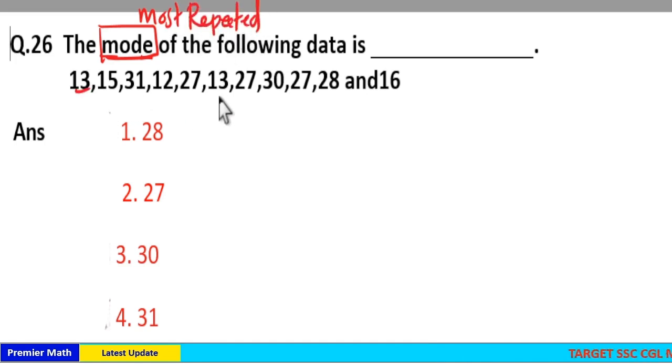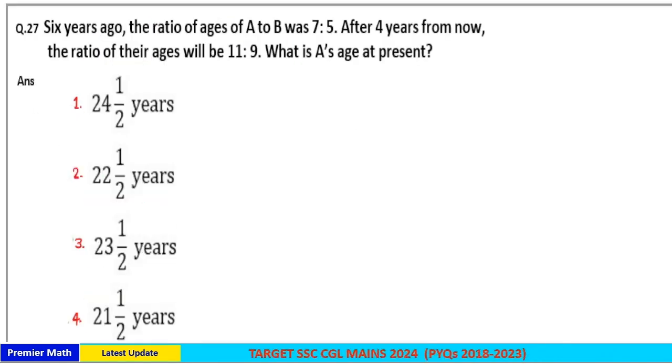Here 13 is repeated 2 times but 27 is repeated 3 times. All other numbers are not repeated. So option 2, 27 is the mode here.